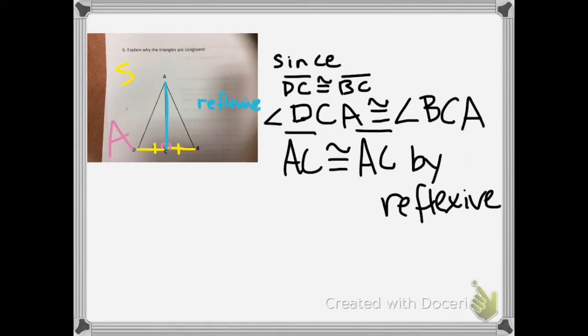Alright, so we have our 3 pieces, and now we're looking to see which one it's going to be. It's not side, side, side. We don't have 3 sides. It's not angle, side, side. It's not side, side, angle. It is side, angle, side, because the angle is between the 2 sides that we have.